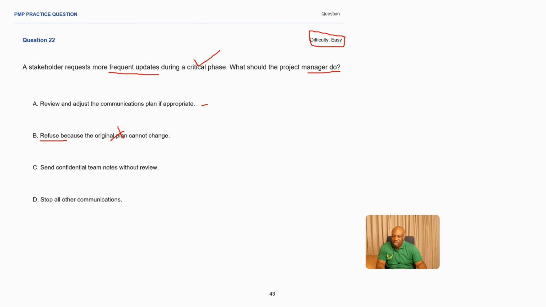Send confidential team notes without review. There's nothing called confidential in the project management process. Everything has to be very transparent. So thereby eliminating this straight away from the mindset.